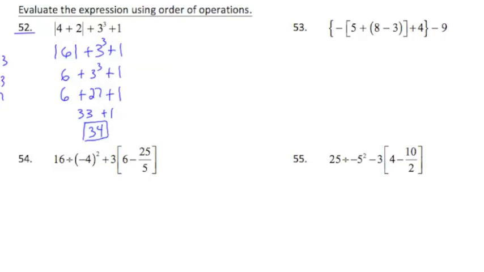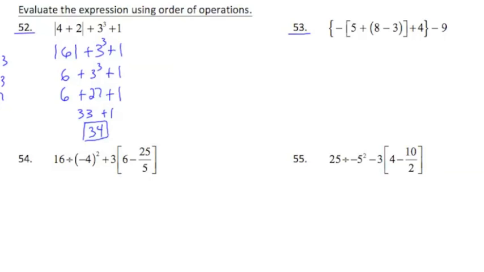Okay, now go ahead and pause your video player. I'm going to have you guys work question 53 before I do it. So pause the video right now and work through question 53. When you're done working question 53, hit play and you can see how you did.